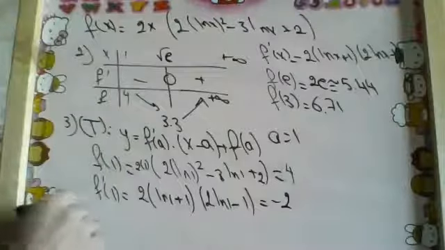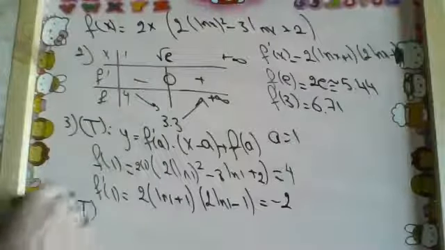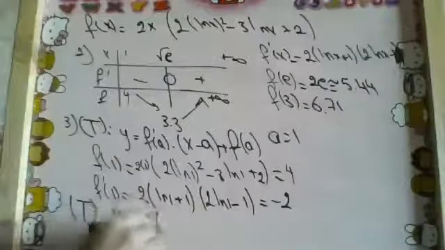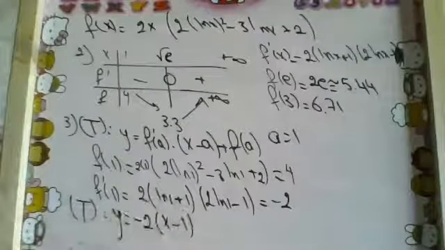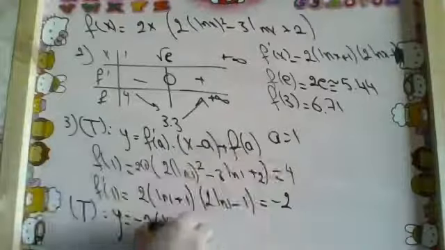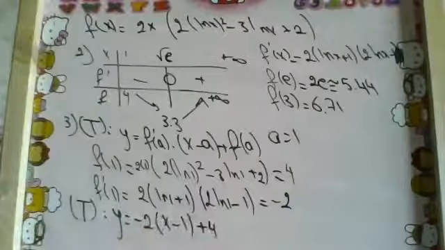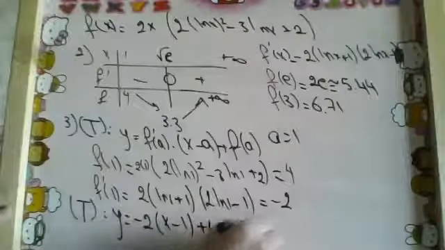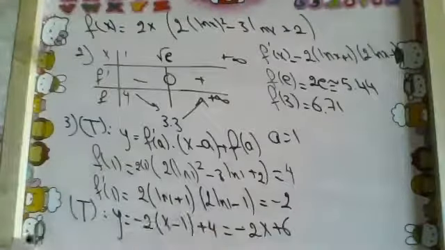So the equation of line t will be negative 2 into x minus 1 plus 4, which is negative 2x plus 2 plus 4, so negative 2x plus 6.